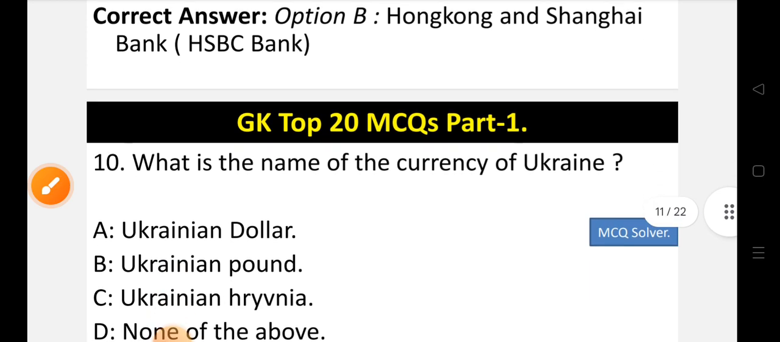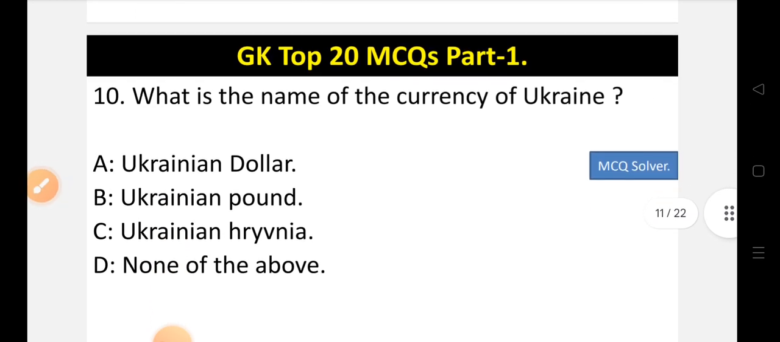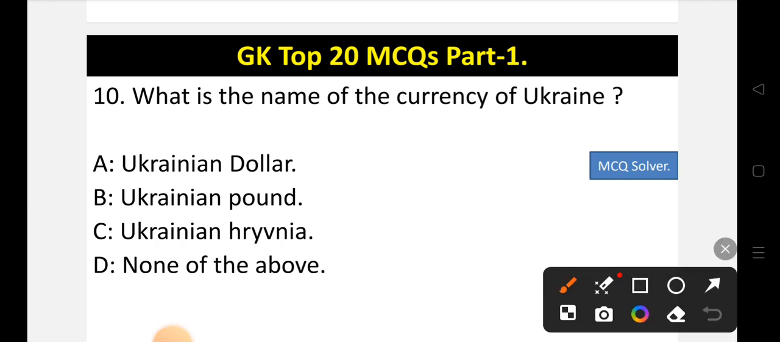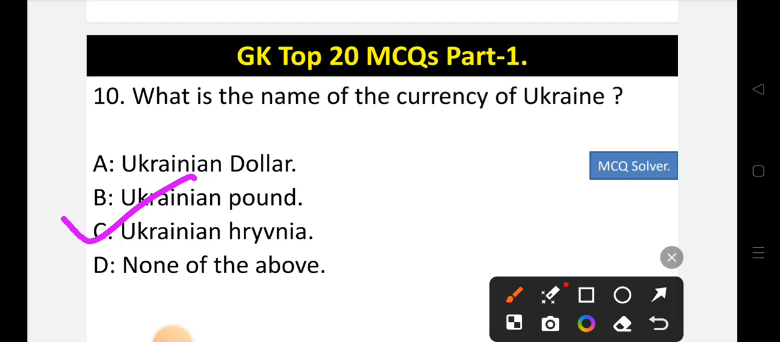Now let's move to question number 10. What is the name of the currency of Ukraine? So the name of the currency of Ukraine is, the correct option is option C, that is Ukrainian hryvnia. So C is the correct option.